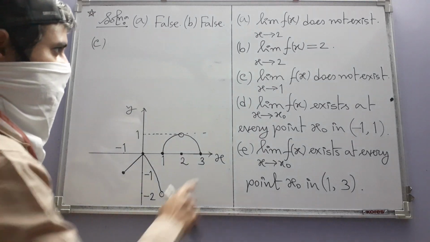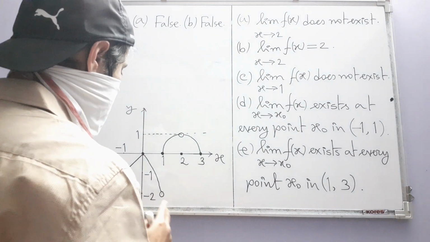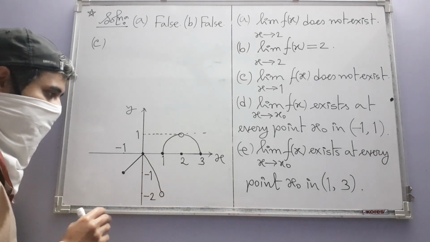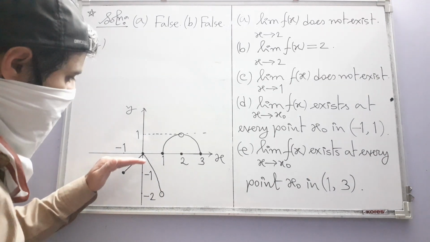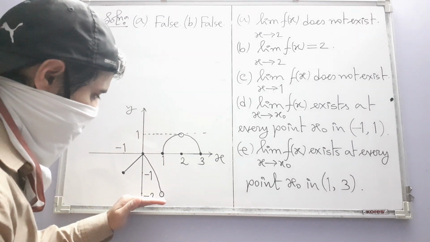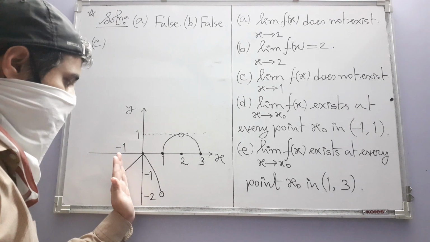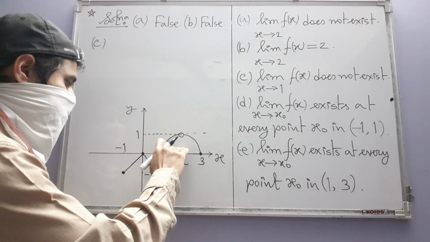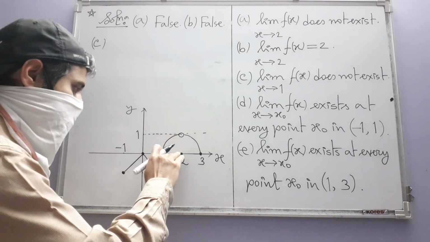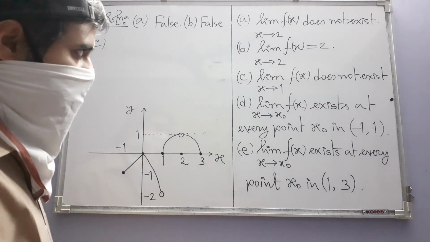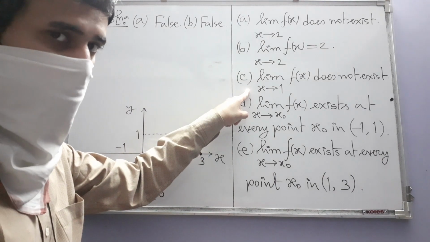Okay, so what happens at x equal to 1? You can understand that the limit does not exist. The functional values are reaching -2 as x approaches 1 from the left side, and the functional values are reaching 0 as x approaches 1 from the right side. So C is true.